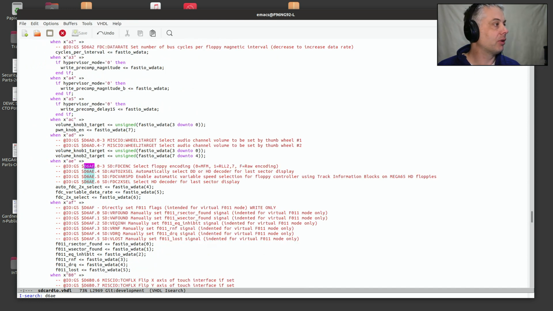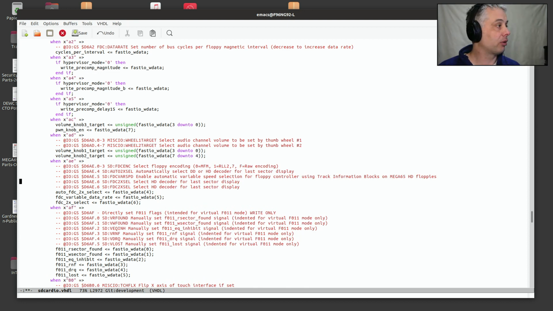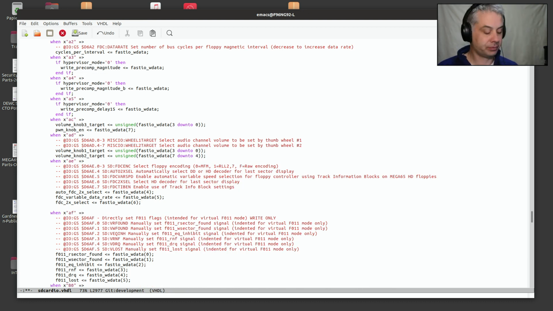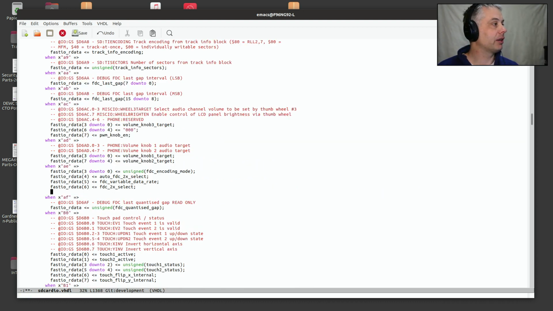So I reckon we've got a spare bit up here in D6AE that used to be used for other things. Bit 7. SD TIB enable. Enable use of track info block settings. Use TIB info, fast IO work data 7. Right. And we need to make it so we can read it as well. Fast IO data 7.